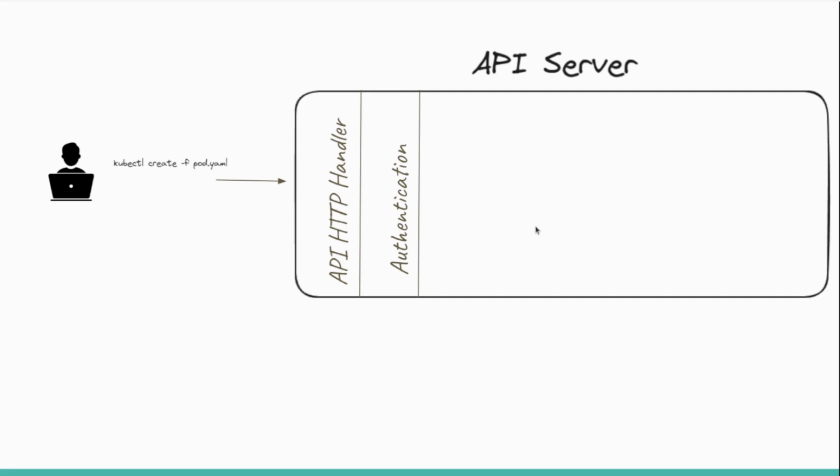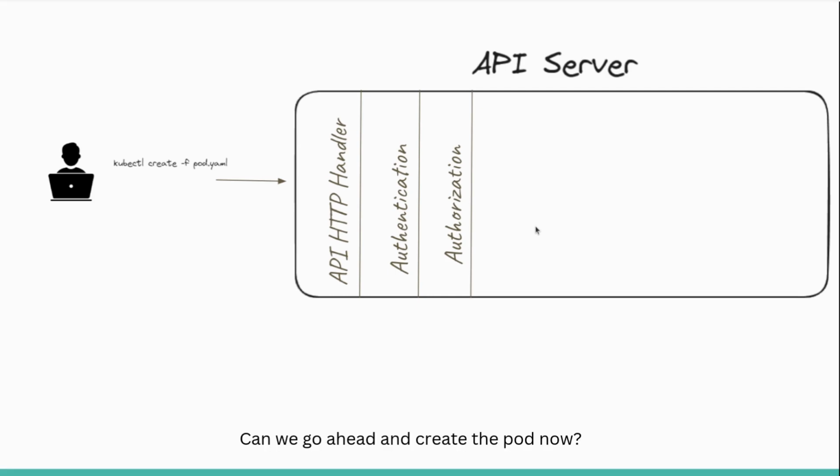Once authentication is done, the next part is authorization. Authorization basically means whether that user has the permission to do the specific task or not. Authorization is the place where the other rules are evaluated as well. So once these two things are done, can we go ahead and proceed to create the pod? No, we cannot.